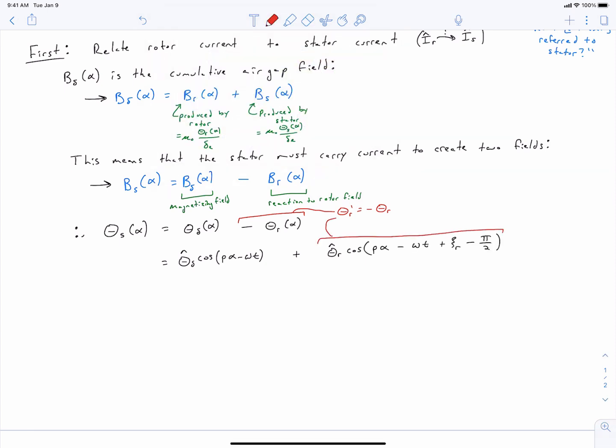And now what we're going to do is create expressions for what our stator phase currents must be. We're going to consider the phase currents to consist of the sum of two components. One component that creates this field, and a second component that creates this current linkage. So one component creates our magnetizing current linkage, and a second creates our reaction to the rotor field.